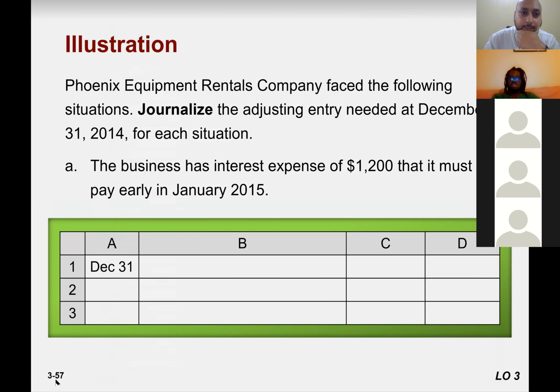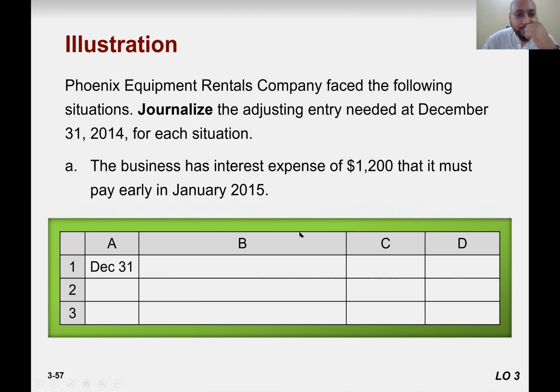Okay, let's move forward. So we have an illustration here. So let's do that. Number one, we have Phonics Equipment Rentals, which faces the following situation here. So generalize the adjusting entry. It means the entry is going to fall in four categories: accrued expenses, accrued revenue, or unearned revenue, or prepaid, right? So let's just talk about it.